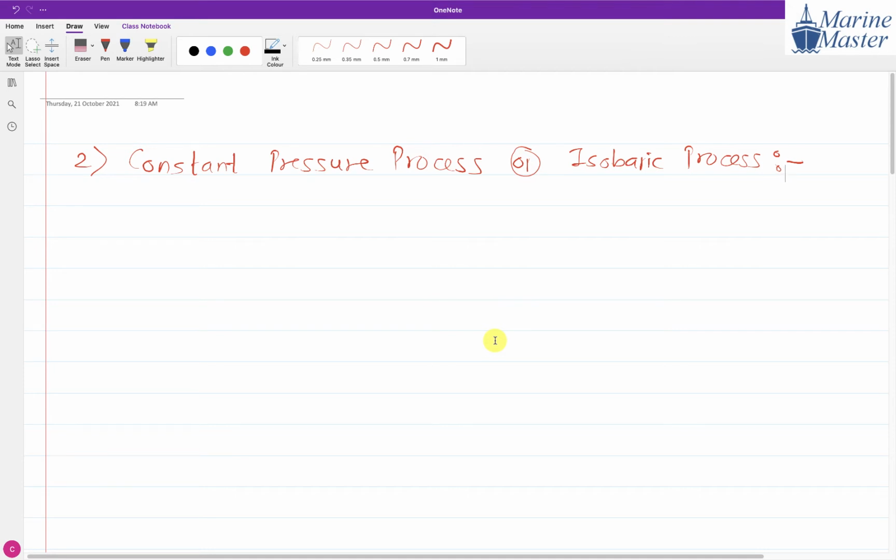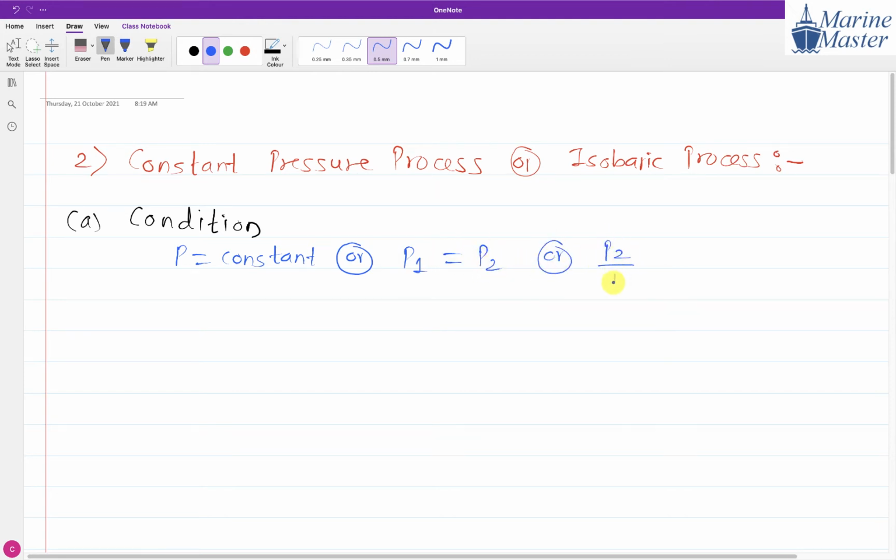So what is constant pressure process or isobaric process? In that, the first point that we are going to study is the condition. Now what is the condition? Here pressure is constant, or we can say P1 is equal to P2, or P2 by P1 is constant, meaning P2 by P1 equals 1.